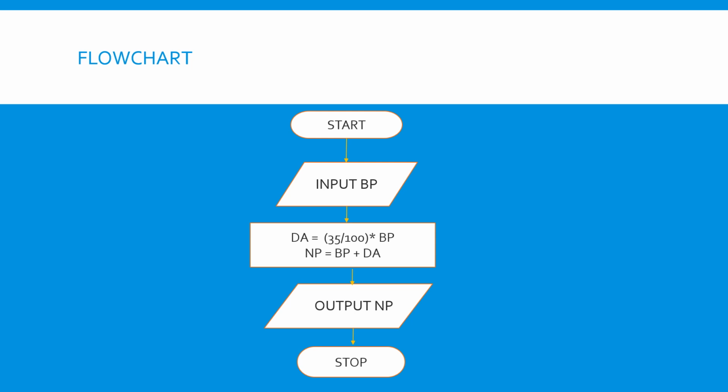Then finally, we are going to calculate the total salary or net pay by the expression NP equal to BP plus DA. And finally, output the net pay or the total salary. And lastly, the stop.